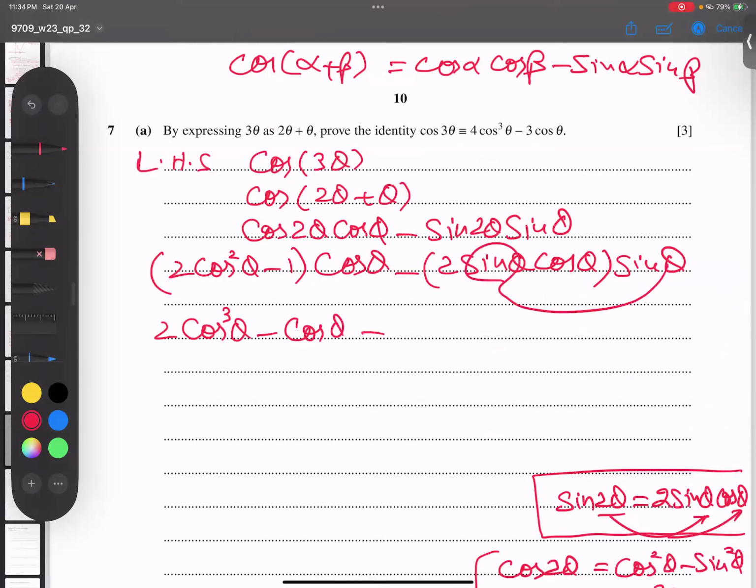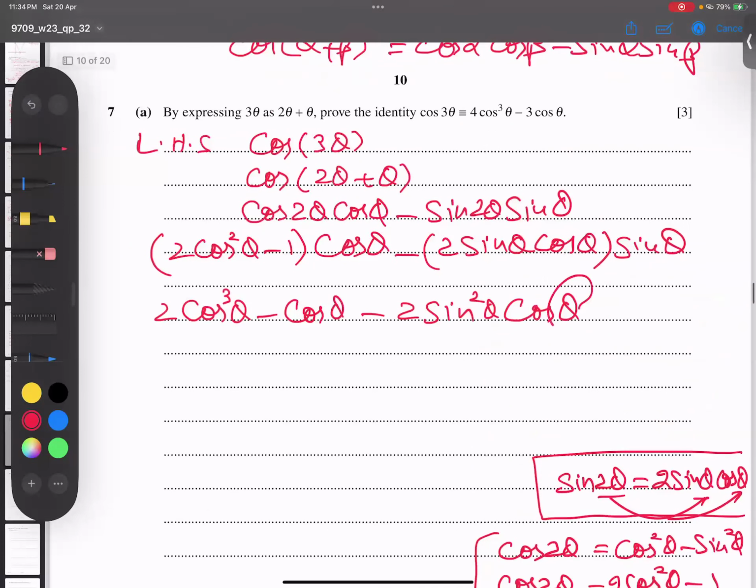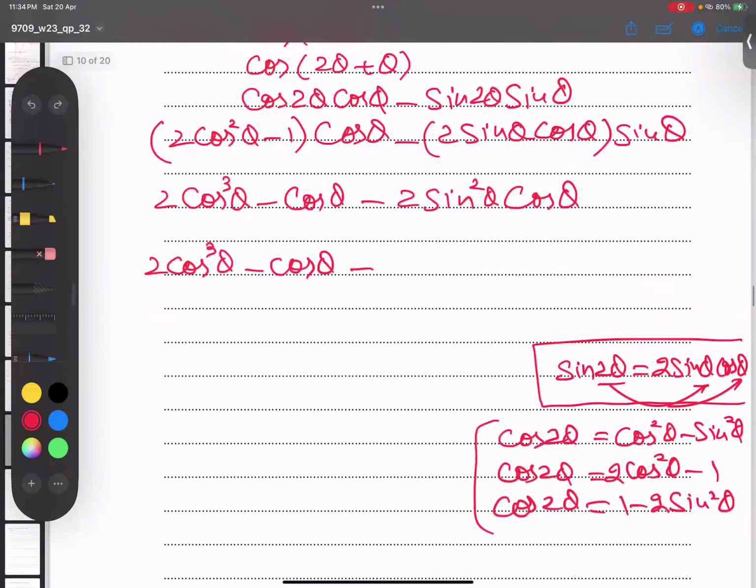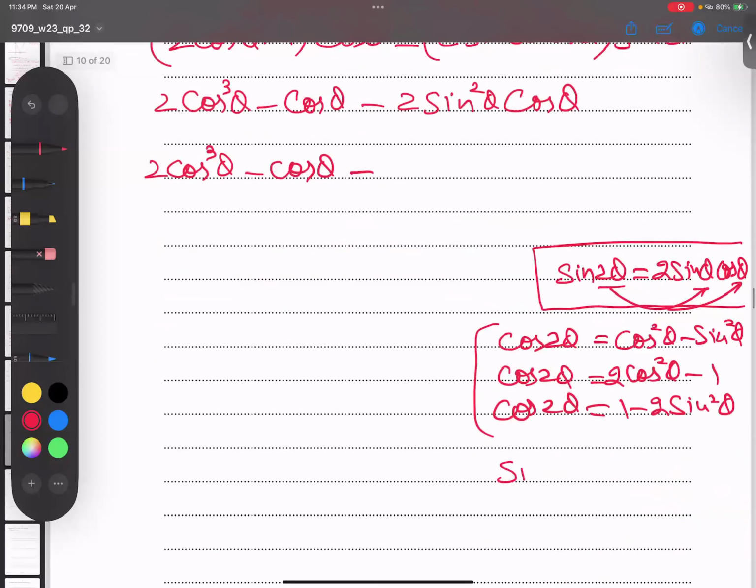Now this cos will multiply inside both: 2 cos cube theta minus cos theta. And this sine into sine becomes sine squared, and sine squared into cos theta. Okay, single theta, single, and single. It means angle is no more a problem. Only one problem is left, and that is sine. Sine I don't need. The sine square formula, basic, done in AS level: sine squared theta plus cos squared theta is equal to 1. Bring cos squared to the other side. So I'm writing here 1 minus cos squared theta.